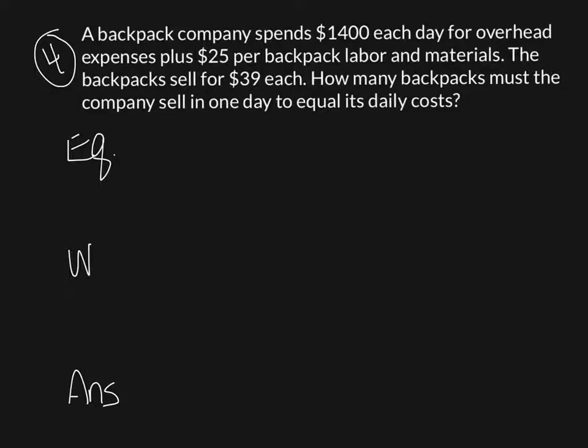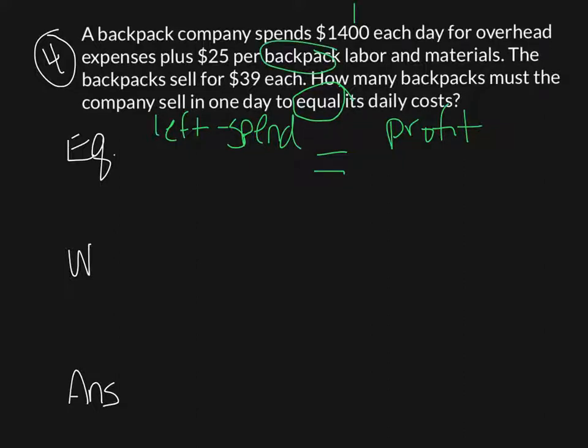Okay, so we're going to have two sides, where we want the left side to equal the right side. We're going to have information on the left side and information on the right side. What they want is how much money they're getting to equal how much they're spending. So on the left side, let's do spending, and on the right side, we're going to do profit. First of all, the number of backpacks is going to be our unknown, so we're going to use a B for that.